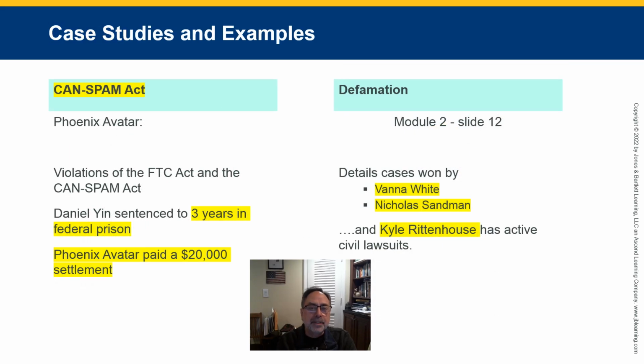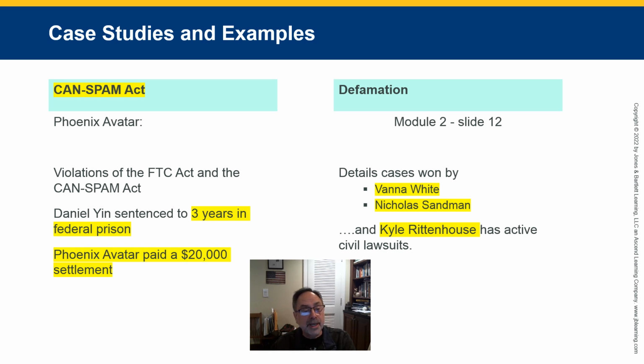So here are some examples of cyberspace or internet lawsuits that are interesting to review. A company named Phoenix Avatar obviously had some spamming activity that was considered illegal by the FTC, the Federal Trade Commission, under the FTC Act. And the individual involved with spamming, Daniel Yin, obviously the courts must have felt he was criminally involved in this spamming in a very malicious way, and he was sentenced to 3 years in federal prison. So it's not just financial penalties involved in these criminal cases sometimes. And Phoenix Avatar paid $20,000 in a settlement, I imagine, to the FTC.